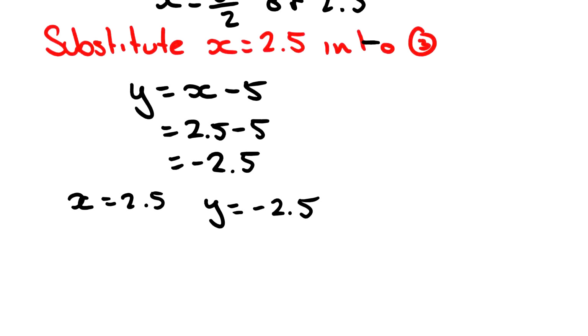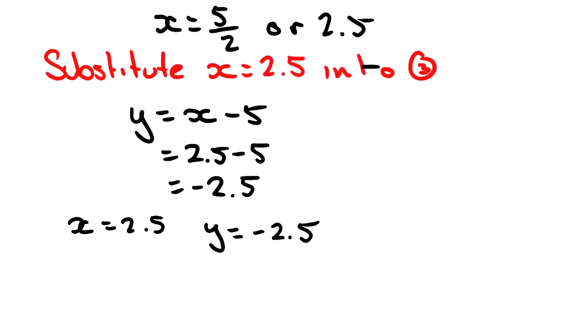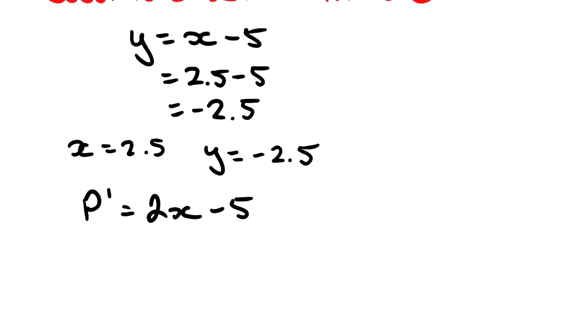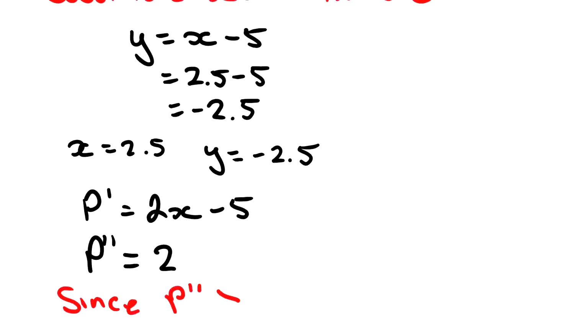Now the only thing we need to do is test if it is a minimum. So we want to differentiate our first derivative, and the first derivative we had was 2x minus 5. So our second derivative is going to be 2, and since this is greater than 0, we have a minimum, which is what we needed. So the answer is our two numbers that have a difference of 5 are 2.5 and negative 2.5.